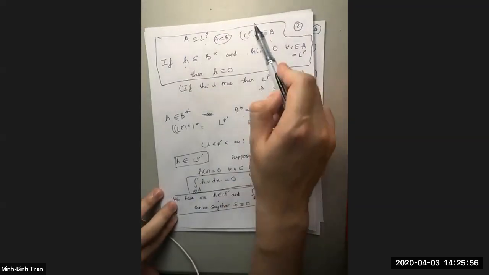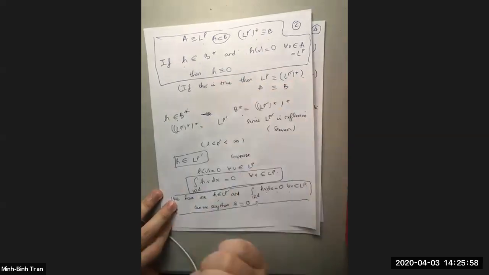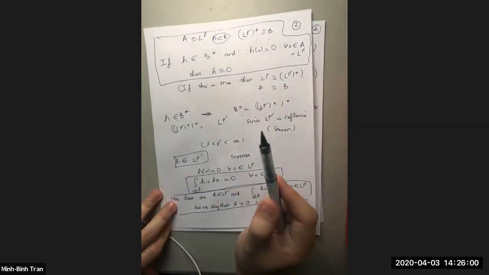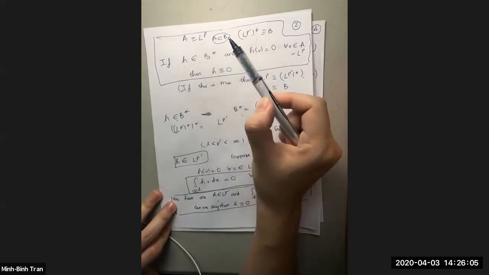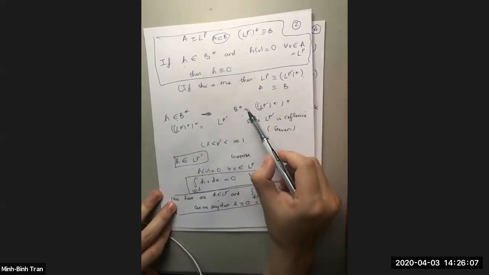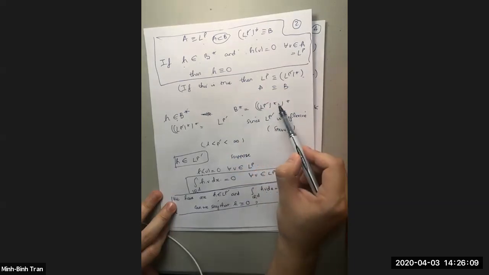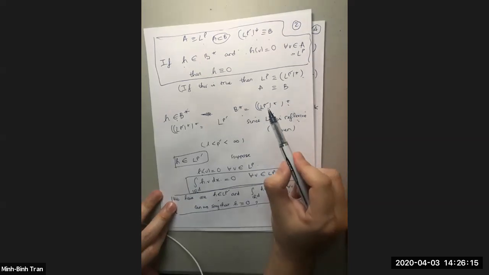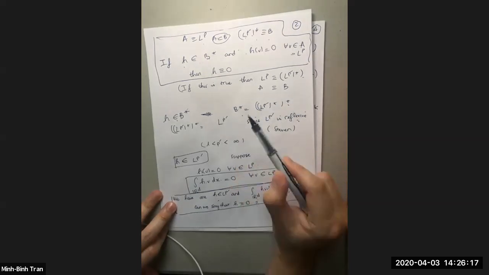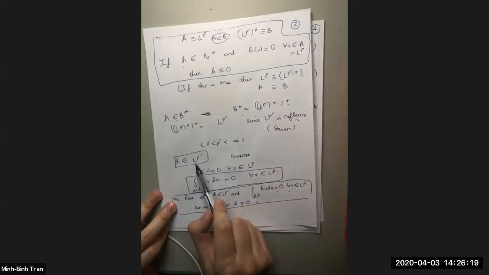Now, how do I prove this? The idea is very simple. The idea is the following. I'm going to pick an H in B star. And this B star will be L^p' star star. L^p' is reflexive, meaning that this B star has to be L^p'. So H will be in L^p'.